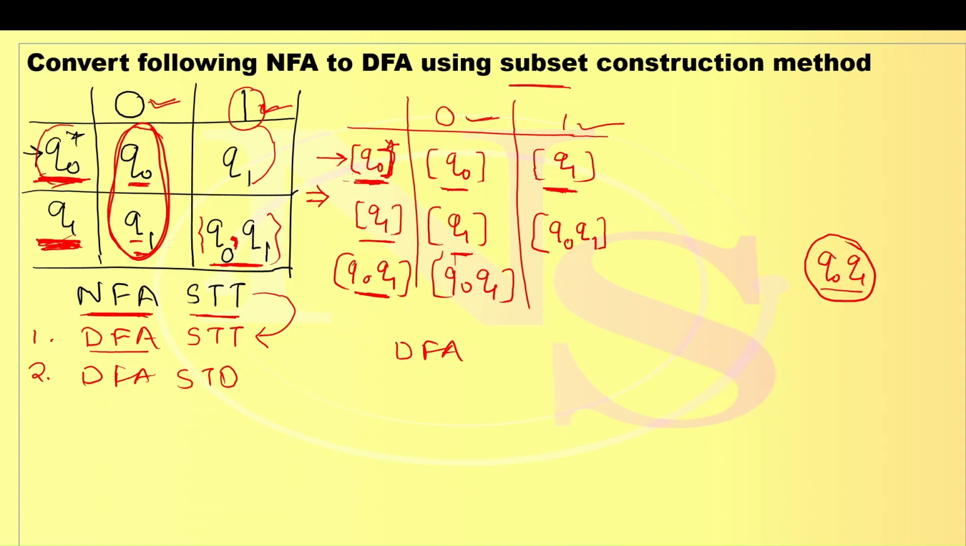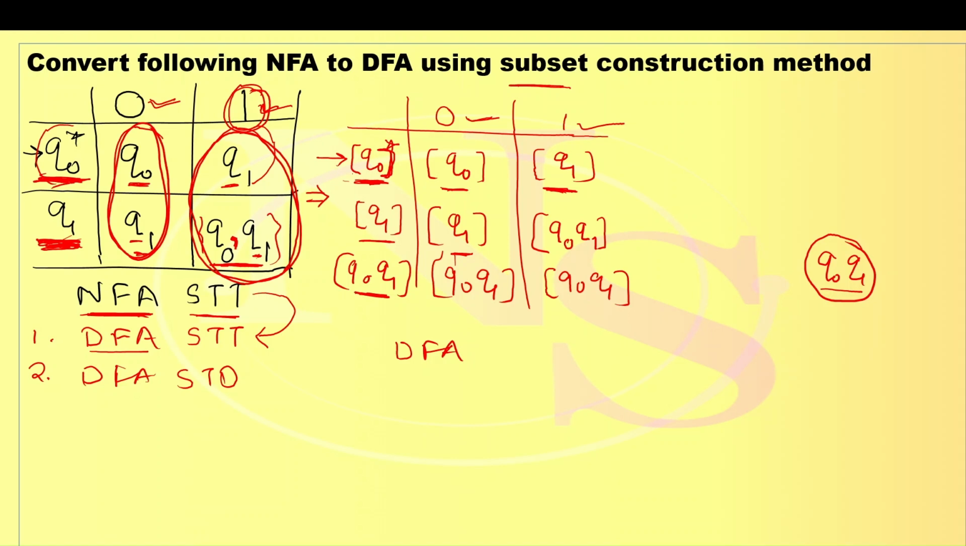Similarly, q0, q1 on 1. Where is it going? These are going to these states. What are the states? q1, comma q0, comma q1. q1 is common here, so q1 will be taken only once. So q1, comma q0, or in sequence I can write q0, q1. So q1 and q1 are taken only once, giving q0, q1, again in subset notation.